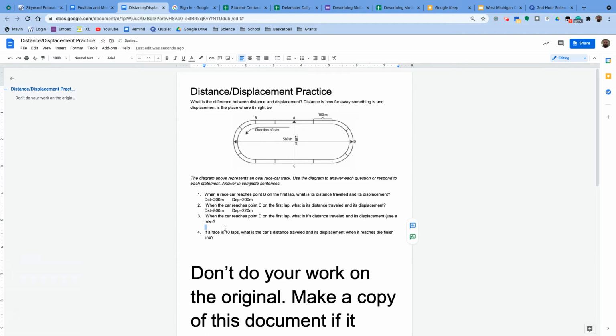3 gets a little tricky. It says when the car reaches point D on the first lap, that's all the way out here. Distance traveled, so if we went to here, that's 800, 900, 1000, 1100, 1200 meters to there. And that distance is from A to D. And so I think a lot of you are trying to actually use a ruler on your computer screen to figure that out, or I'm not quite sure exactly how you did that.